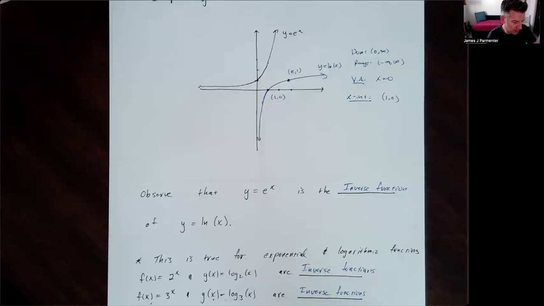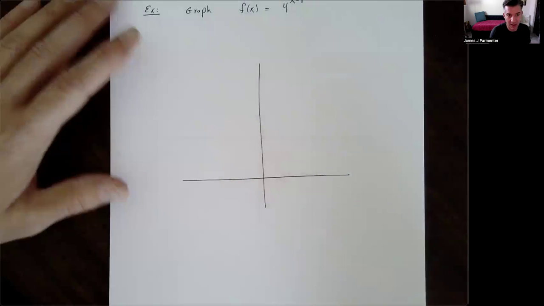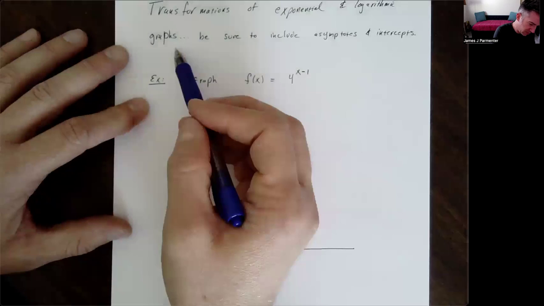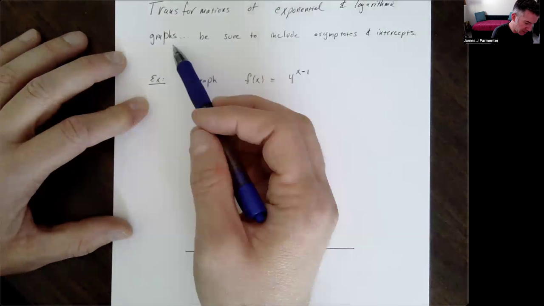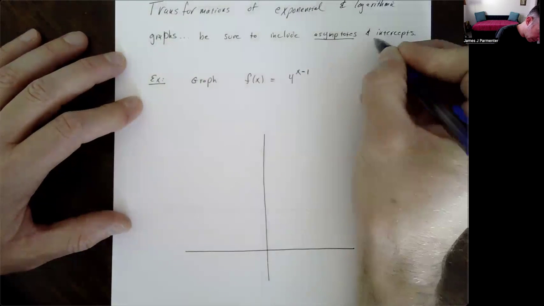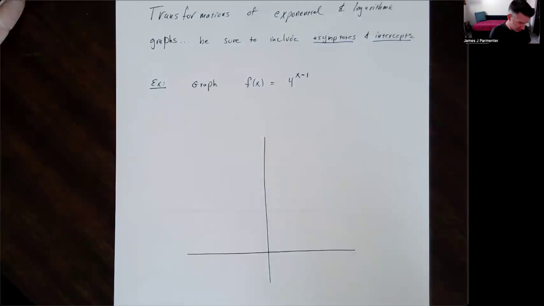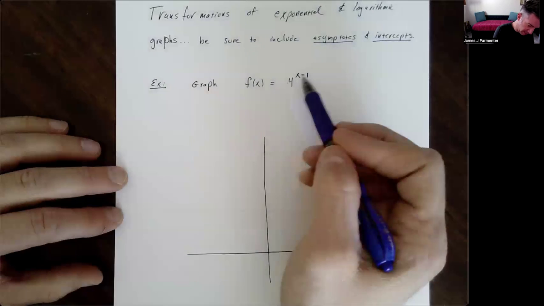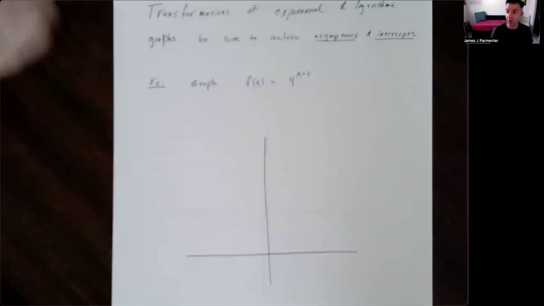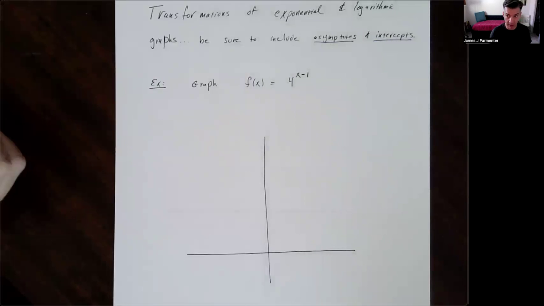Cool. Let's go ahead and look at some transformations of these. And again, we're really just going to see it by doing it. So, transformations of exponential and logarithmic graphs, be sure to include the asymptotes and the intercepts. Again, a reminder, for exponential functions, we have a base to a variable power. You're always going to have a horizontal asymptote. And for logarithmic functions, where you have the log of some variable, you're always going to have a vertical asymptote.